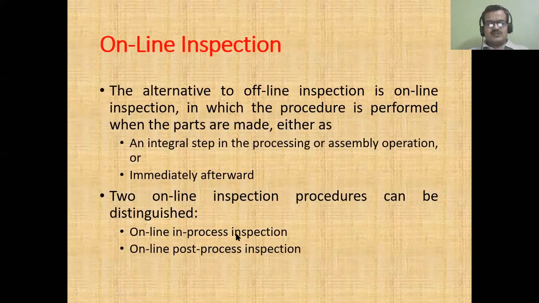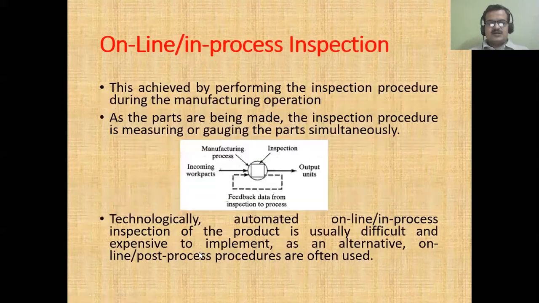And if it is done just immediately after the processing, then it is online post-process inspection, right? So we have discussed this also. In online in-process inspection, you can see incoming parts, this is the manufacturing area, this is the inspection square box. You can see here itself the feedback data is being given and output units are there, right?